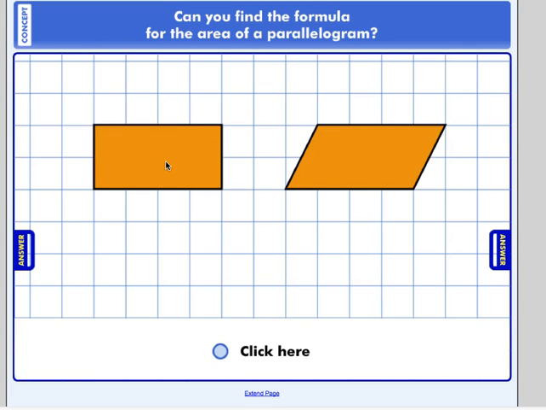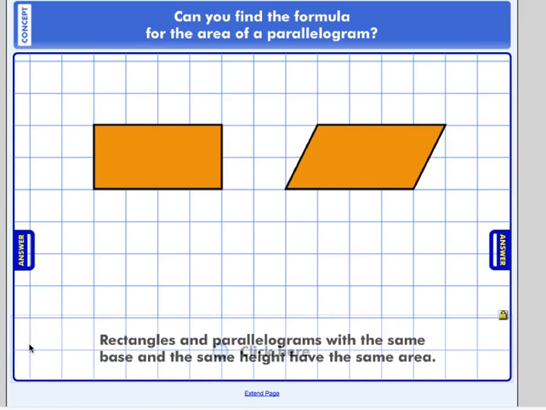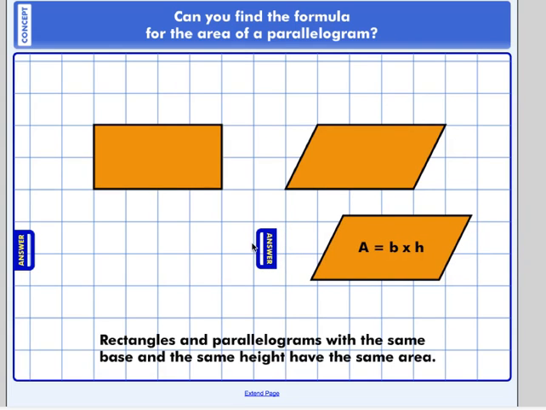Okay, so think about this rectangle and this parallelogram. Rectangles and parallelograms with the same base and the same height have the same area. So to find the area for a parallelogram, we just take the base times the height, just like we do for a rectangle. And it works because you can imagine that extra piece here cut off and inserted over here. It's always going to work with a parallelogram.